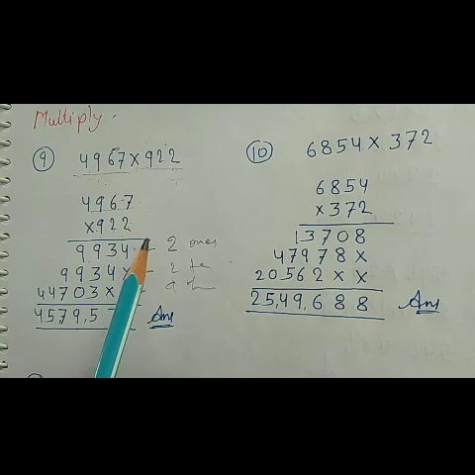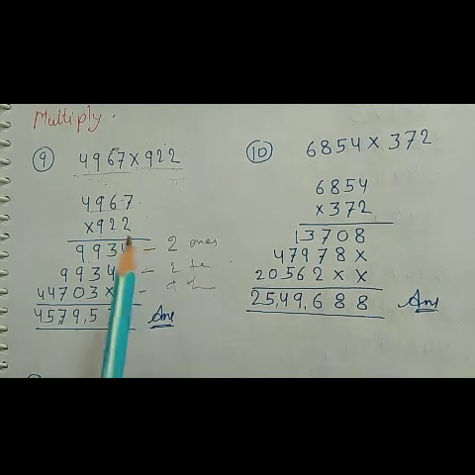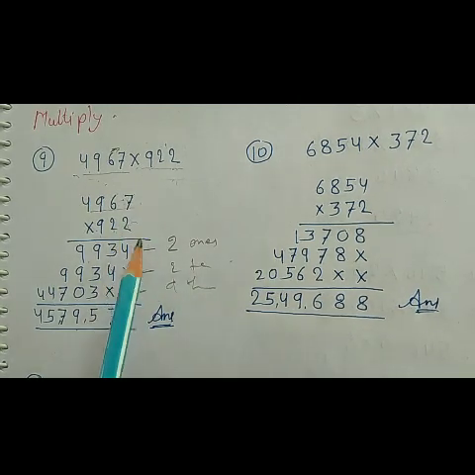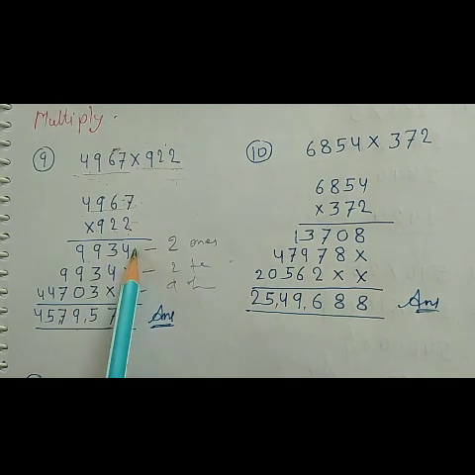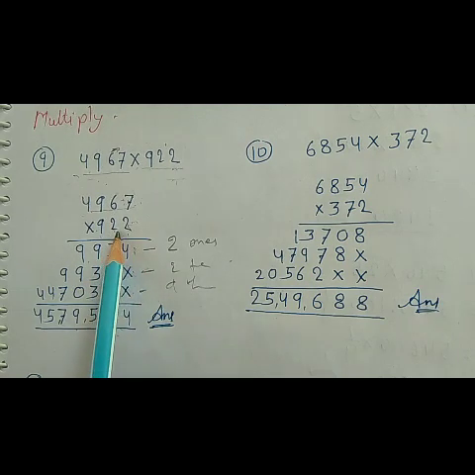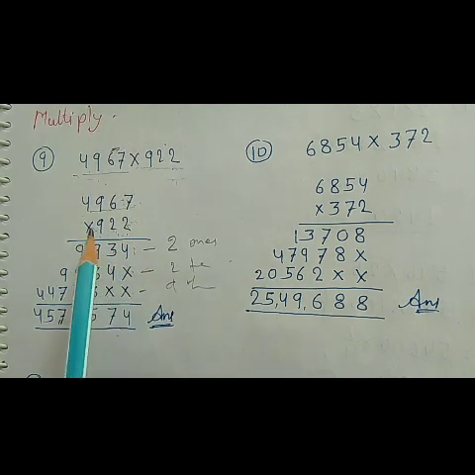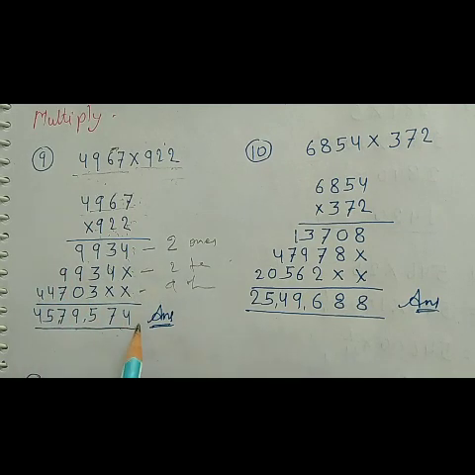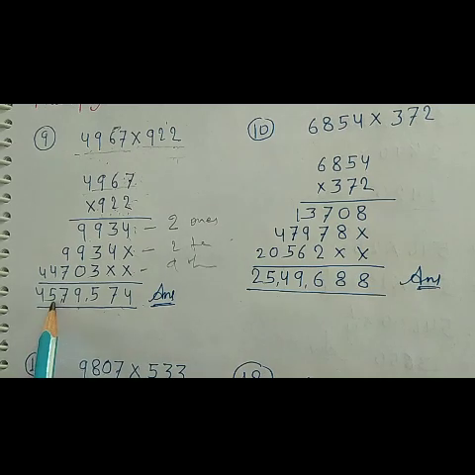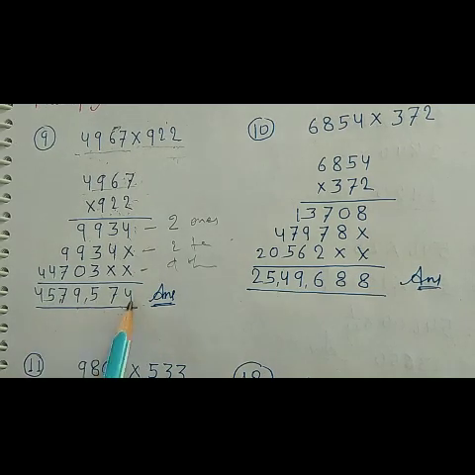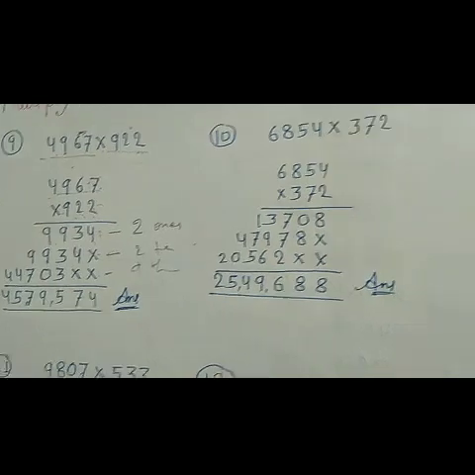Means simply in such type of questions you have to multiply digit by digit. First of all this number will be multiplied by 2, this will be given there, then multiply by 2 again, this will be there, then multiply by 9, this will be there, add all these numbers, then the final answer will be that number. This is 45,79,574.